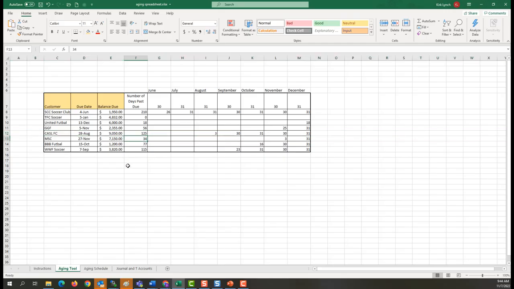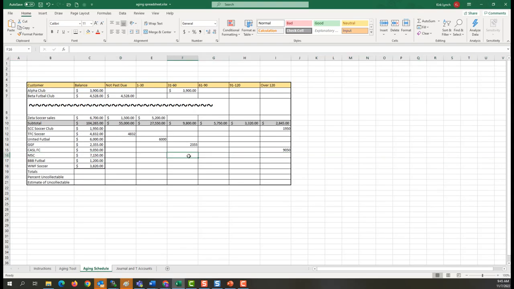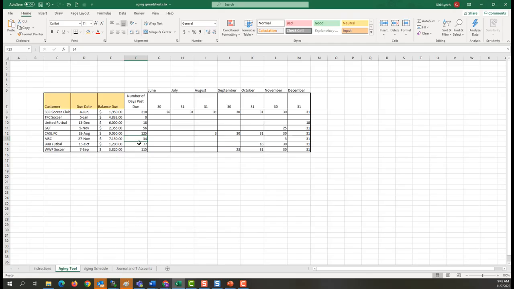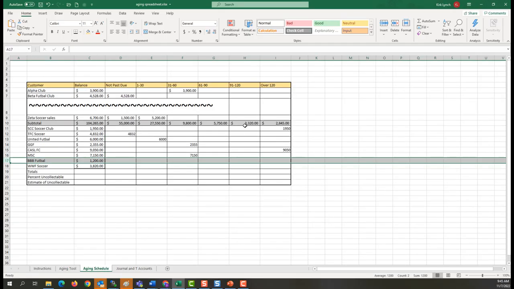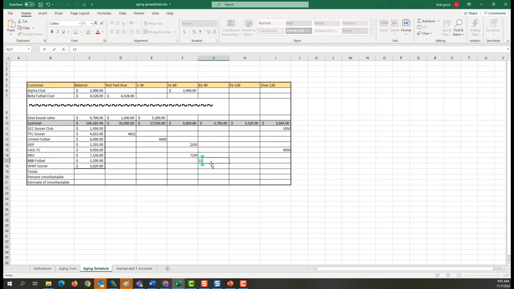are 34 days past due, and so the 34 days past due is 31 to 60. So right here we're going to put $71.50, and then move on to BBB Football, and they owe us $1,200. According to the aging tool, they are 77 days past due. So 77 is between 61 and 90 right here, and so we're going to put that $1,200 right here.